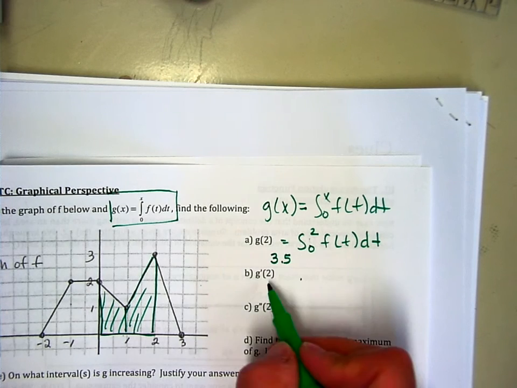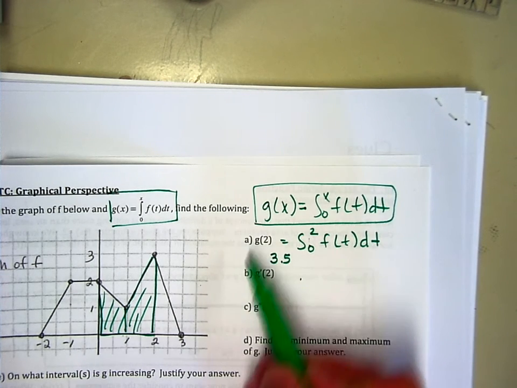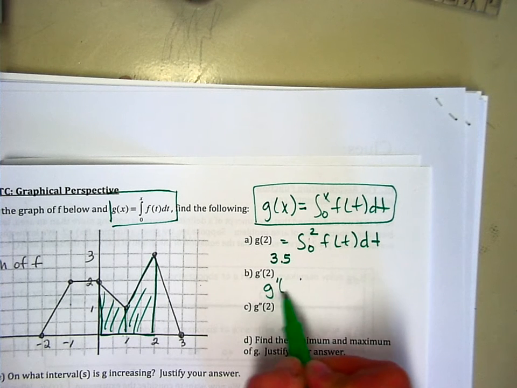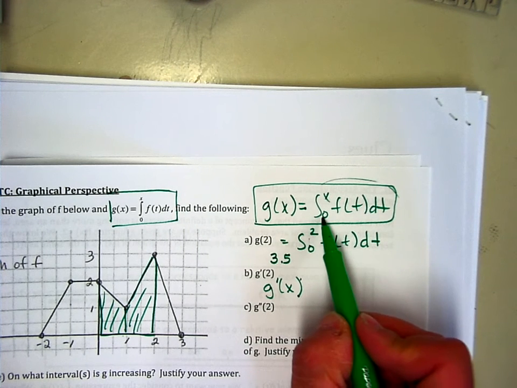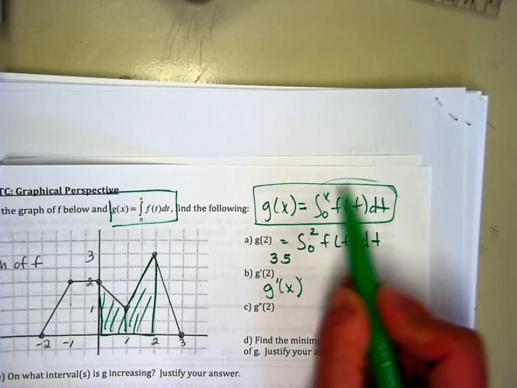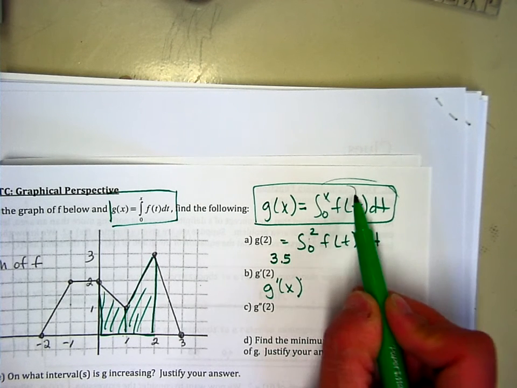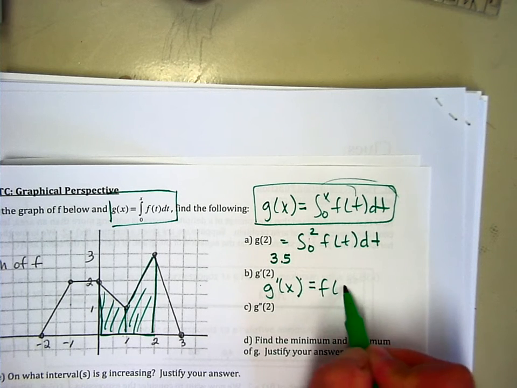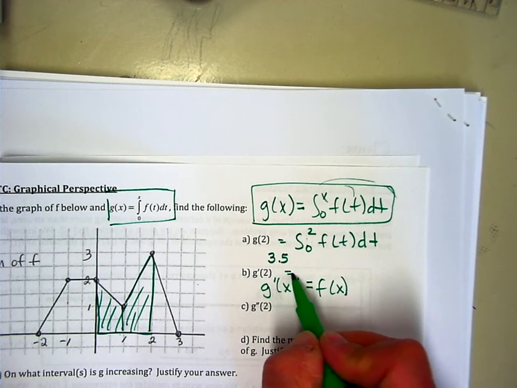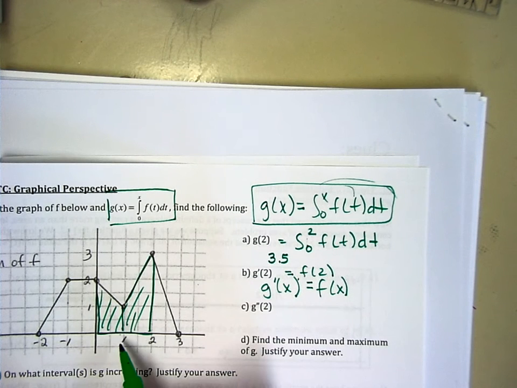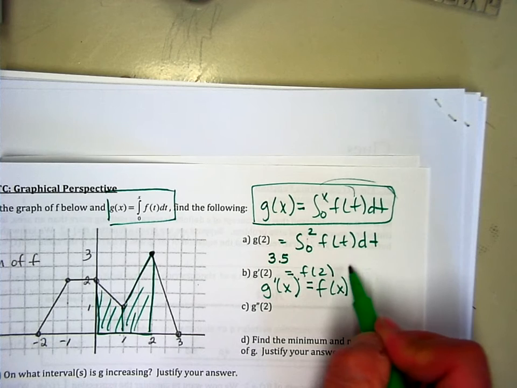Now they're asking you to find g prime of 2. I'm going to start with this again. I need the derivative. So if I take the derivative of g, here's our second fundamental theorem. When I take the derivative of this side, I get g prime. When I take the derivative of this side, the derivative undoes the integral, and this x goes in for t. So g prime of x is the same as f of x, so g prime of 2 is the same as f of 2. This is the graph of f right here, so what is f of 2? It's just the y-coordinate on this graph, which is 3.